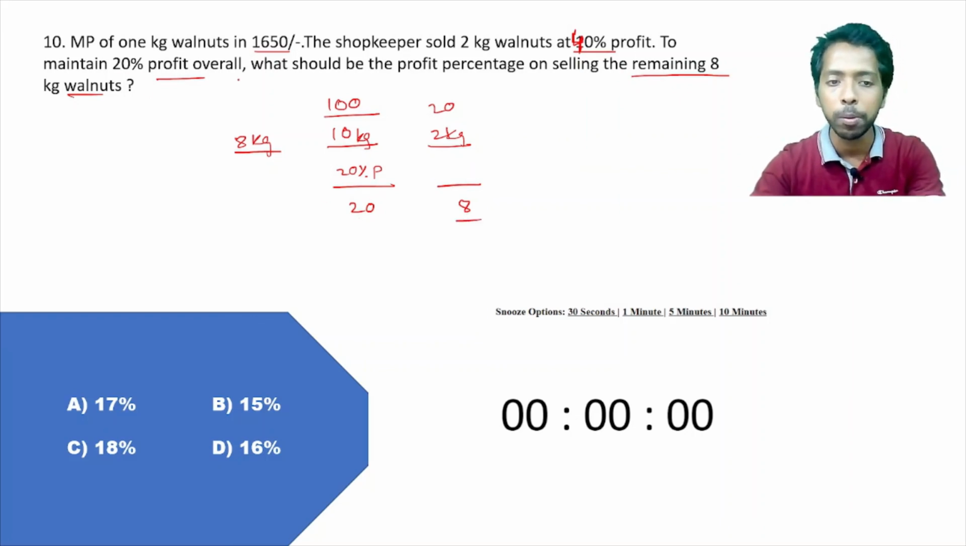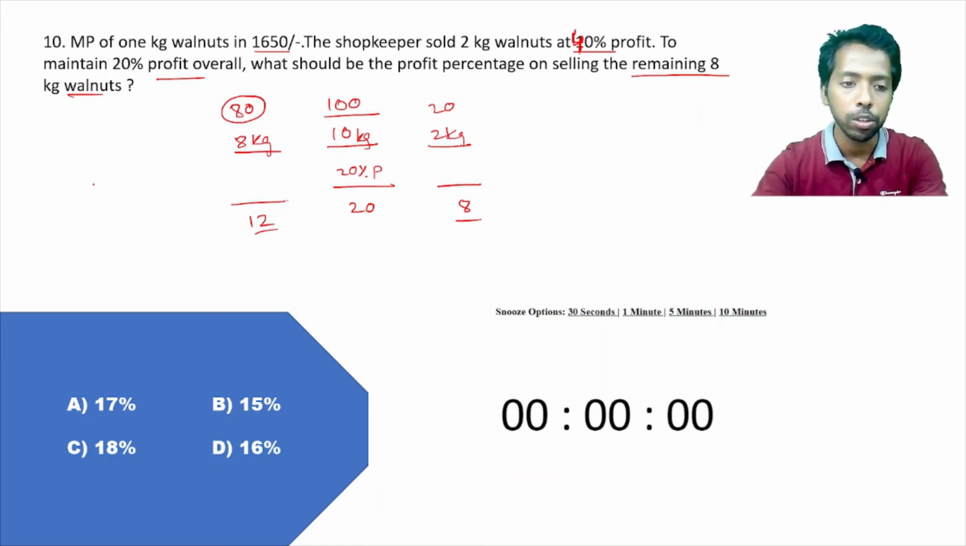To maintain overall 20% profit, what profit should the shopkeeper make on this remaining 8 kg? That is obviously 12. 8 plus 12, that is 20, right? This 12 is for 80. This is the 80 cost price. So over this 80 cost price, 12 profit should happen. So 12 divided by 80, times 100, this is 5, this is 8, 4, this is 3. So 15% profit, right? 15% profit should be there. So option B is the correct choice.